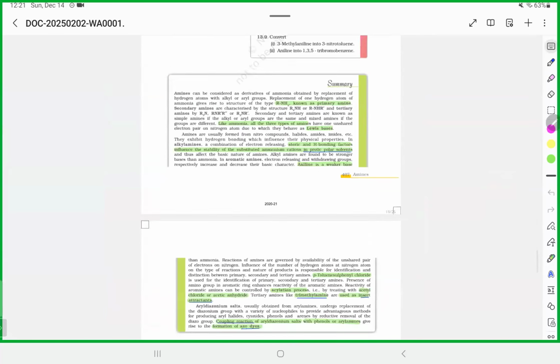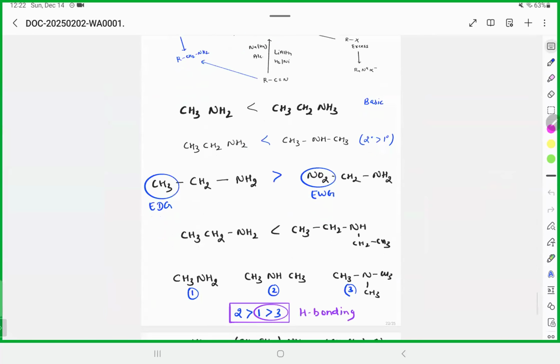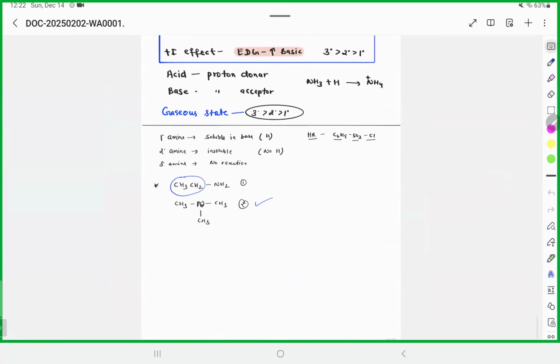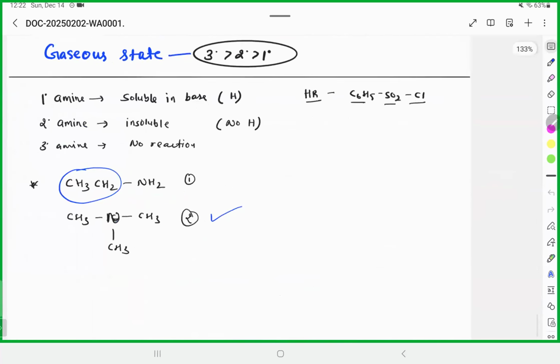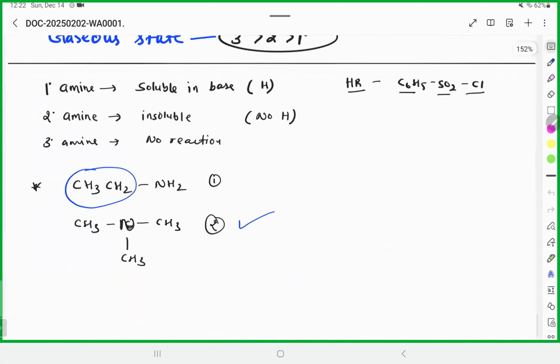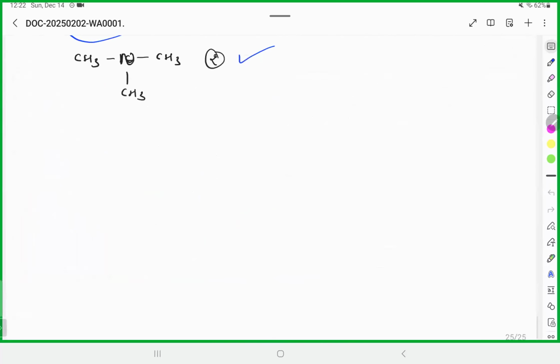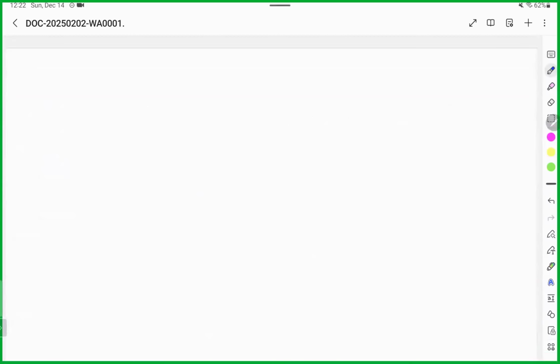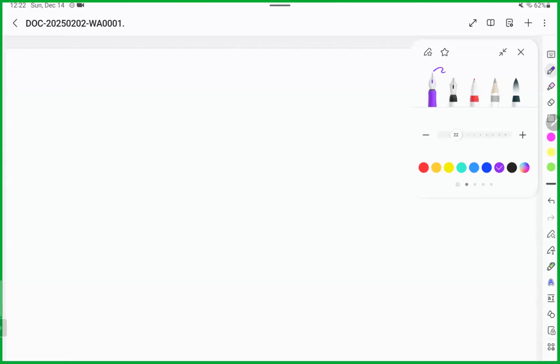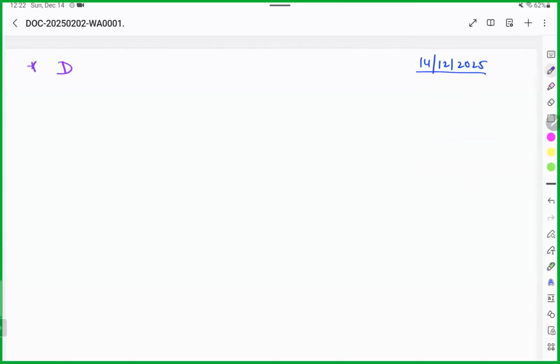So guys, diazonium salt. What is today's date? 14th, 14th, 12, 2025, and we are supposed to do diazonium salt.